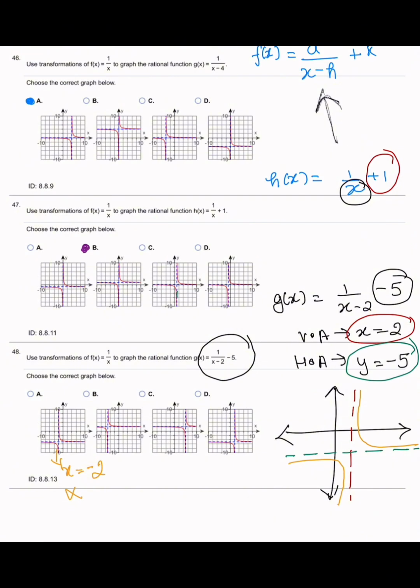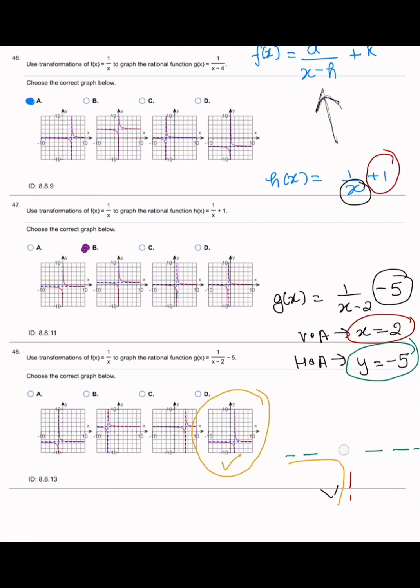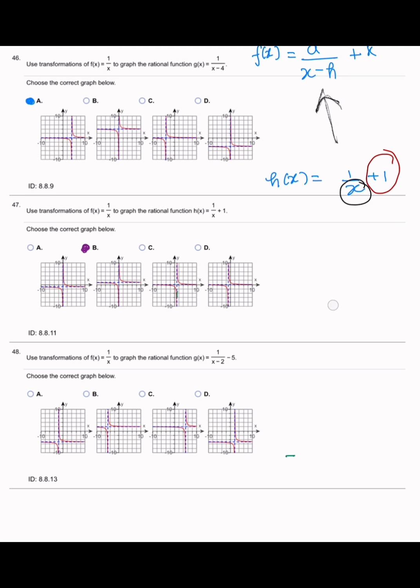A could not be my choice because the horizontal asymptote is way below the x-axis, and the vertical asymptote is also on the left side. But I can see that D follows the rules. The vertical line is on the right side and the horizontal asymptote is below the x-axis. So this is how we can make our choice. Alright, we can say that D is our final answer.